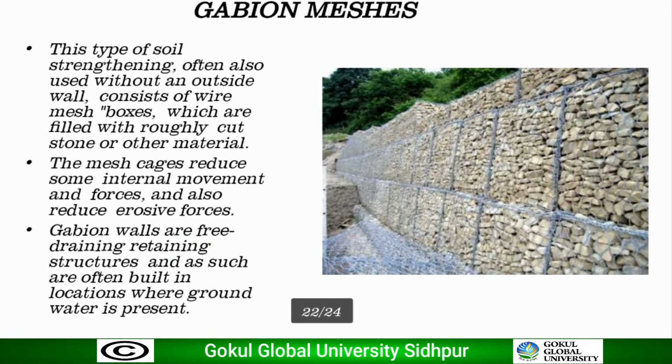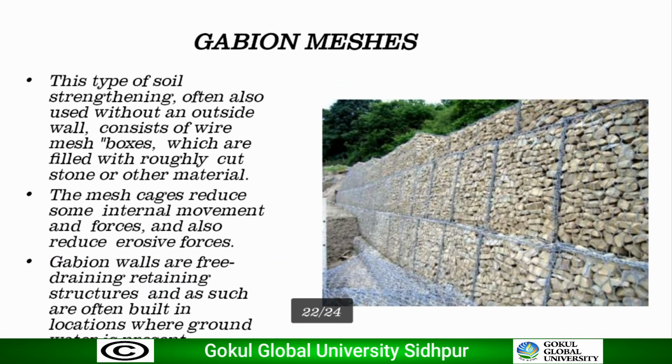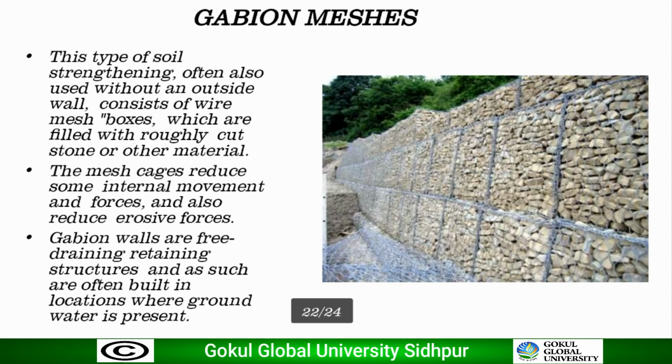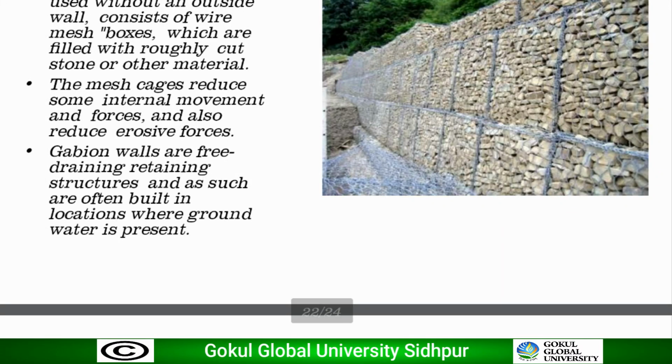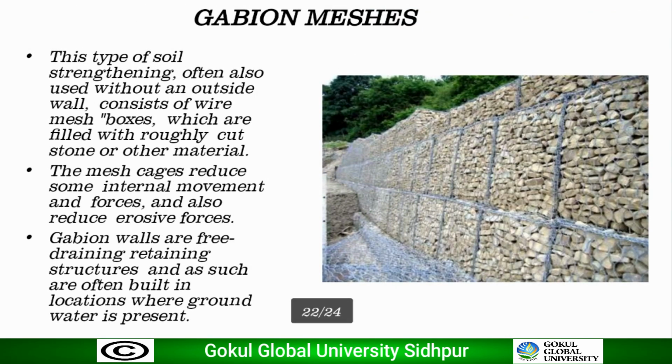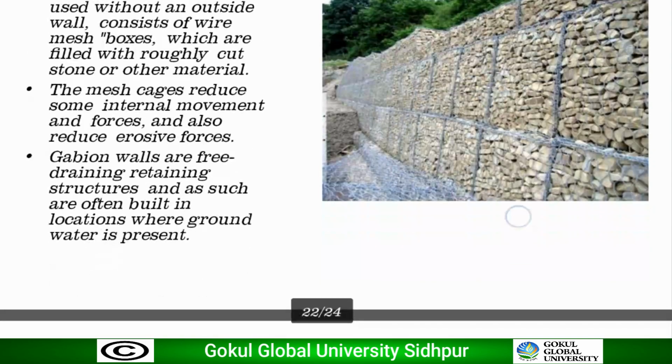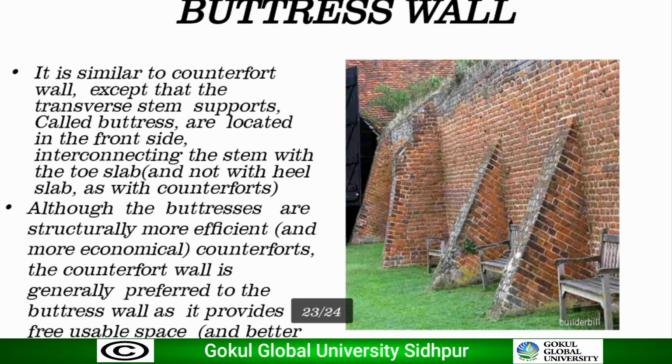Gabion meshes. We can see that on SG Highway, I think in Ahmedabad, gabion meshes are provided here. This type of soil strengthening, often also used without an outside wall, consists of wire mesh boxes which are filled with roughly cut stone or other material. Gabion walls are free draining retaining structures, and as such are often built in locations where groundwater is present. Means if groundwater is present, we can construct gabion meshes.